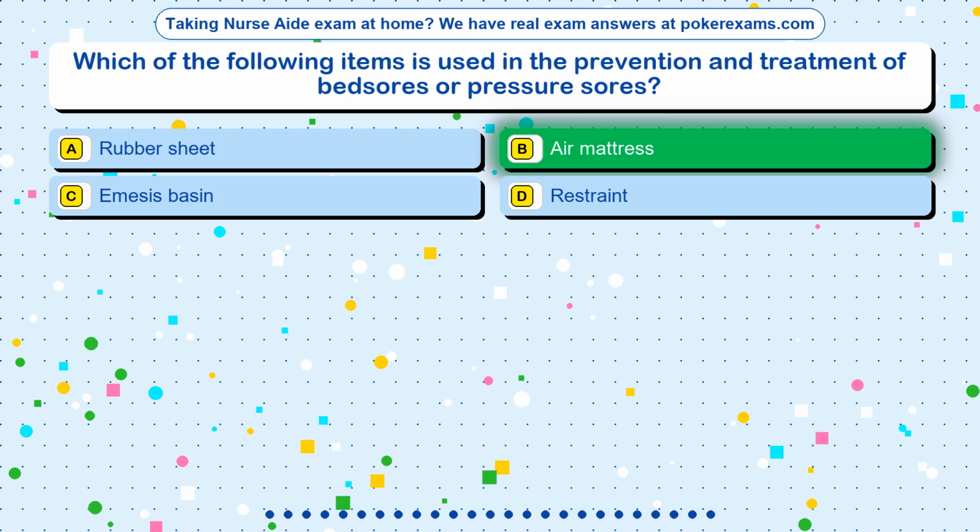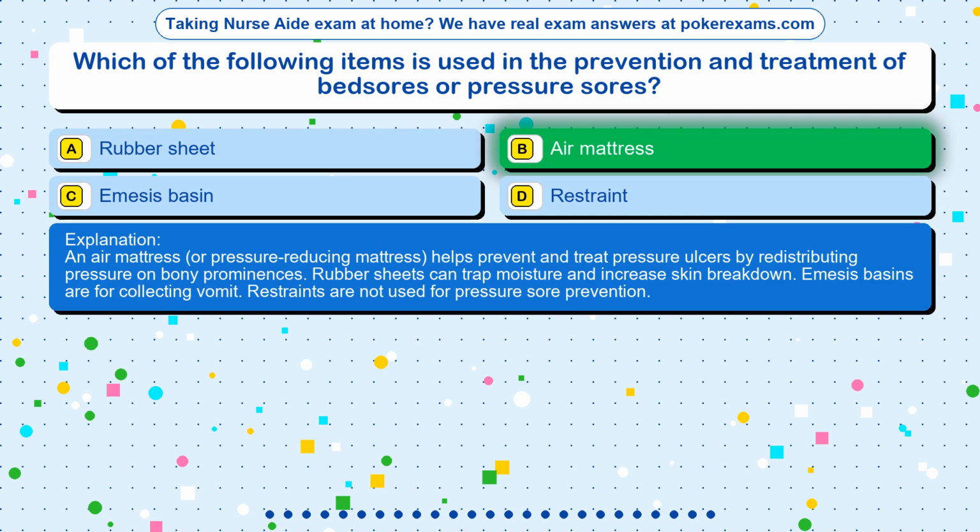The correct answer is option B, air mattress. An air mattress, or pressure-reducing mattress, helps prevent and treat pressure ulcers by redistributing pressure on bony prominences. Rubber sheets can trap moisture and increase skin breakdown. Emesis basins are for collecting vomit. Restraints are not used for pressure sore prevention.